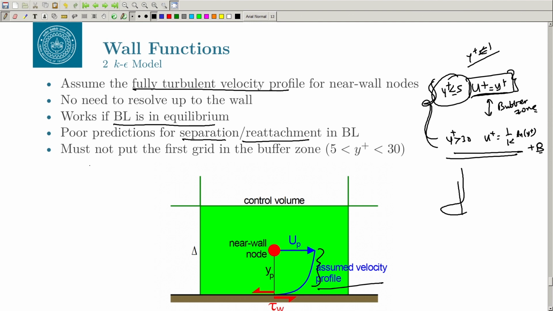The other thing is that you should not put grid points between 5 and 30. Why? Because this is the buffer zone, where none of these laws are defined. Generally, you are asked to put y plus less than 1 or around 1 if you are solving to the wall. If you are using a wall function, then put the value above 30, so that the wall function covers the region following this law, and after that the model is resolving through the simulation. So, these are the wall functions.